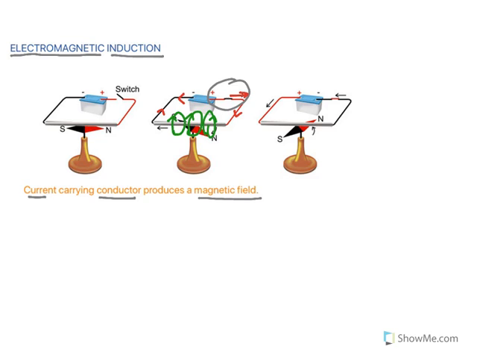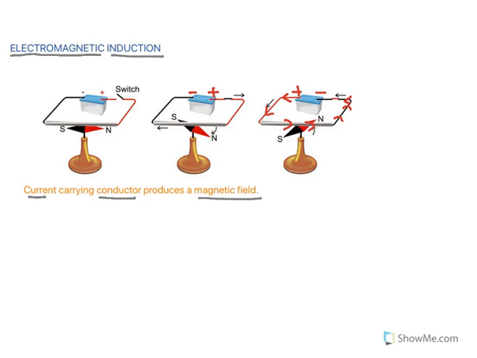In the next picture here, we see again current being produced in the conductor, but now the current is in the opposite direction. If you notice, we have interchanged the terminals. The positive and negative of the battery has been interchanged, and the current is flowing in the opposite direction.